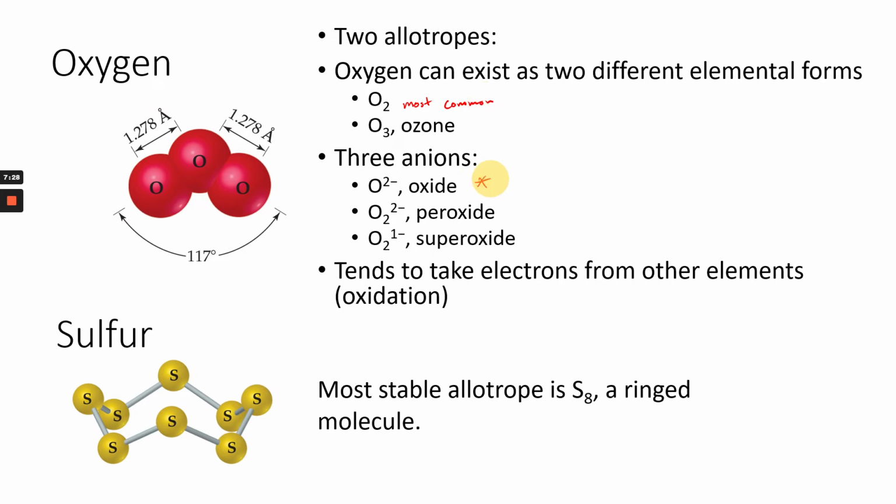Oxygen tends to take electrons from other elements. So that's oxidation. If you look at sulfur, sulfur's most stable form is S8, and it kind of forms this ring.